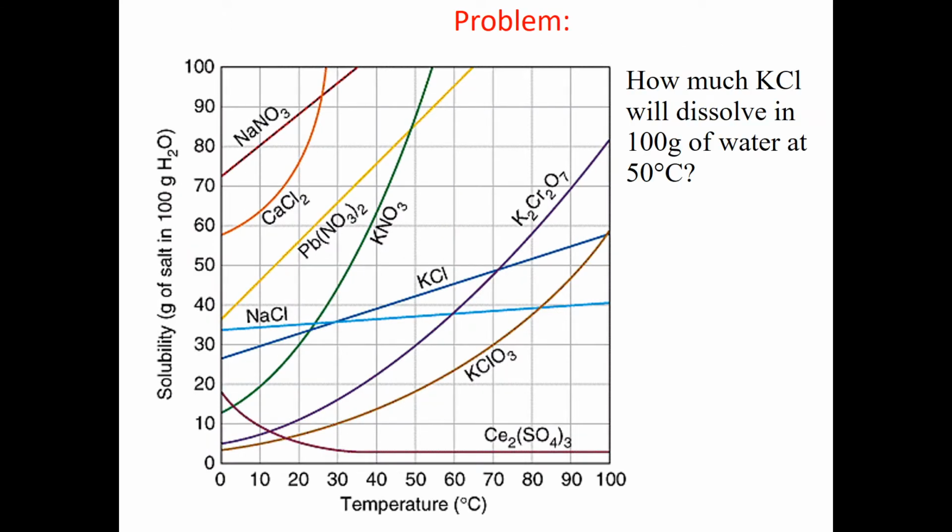So let's do some more practice problems. How much potassium chloride will dissolve in 100 grams of water at 50 degrees Celsius? So go up from 50, and we look over. 42 is what we said. 42, 43.